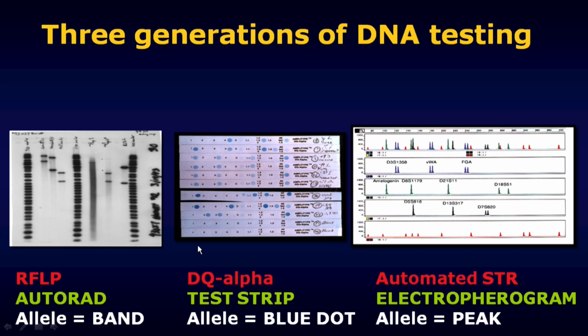The second generation tests did very well in terms of sensitivity and in terms of the time needed to generate a result, but they didn't deliver as much in terms of discriminating power, and statistics would frequently be described in terms of 1 in a few hundred or maybe 1 in a few thousand.